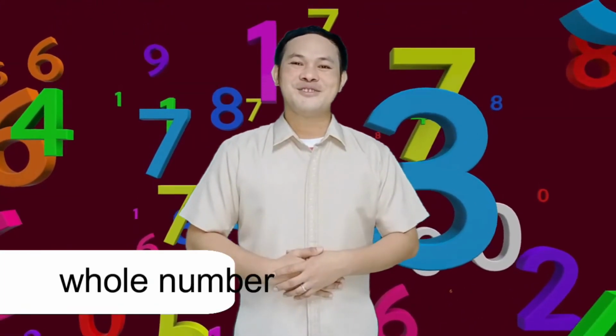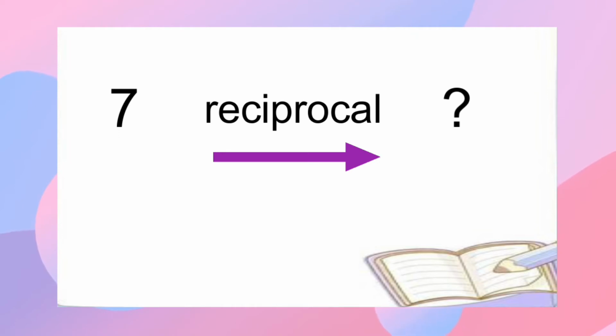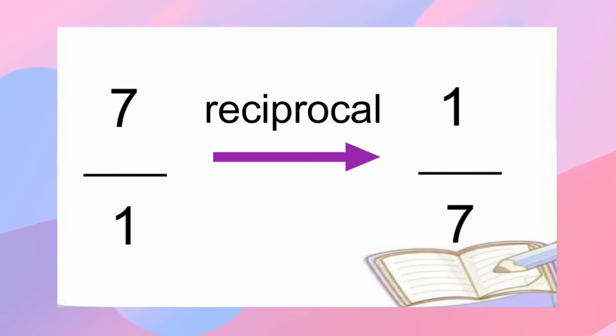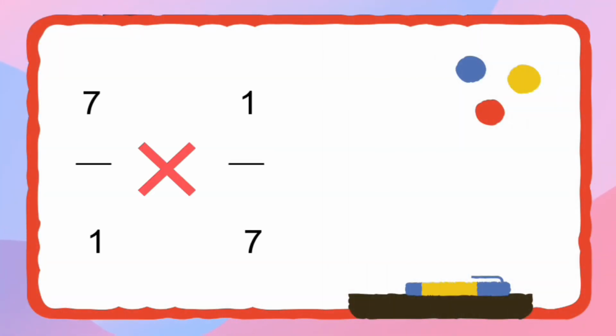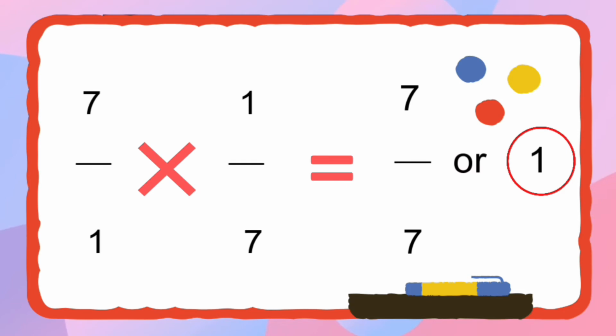This time, we're going to use a whole number. Let's use the whole number 7. What is the reciprocal of 7? Excellent! Since 7 is equivalent to 7/1, its reciprocal is 1/7. Now, we can do the multiplication. 7 times 1 is 7, and 1 times 7 is also 7. The answer, or the product, is 7/7 or 1.